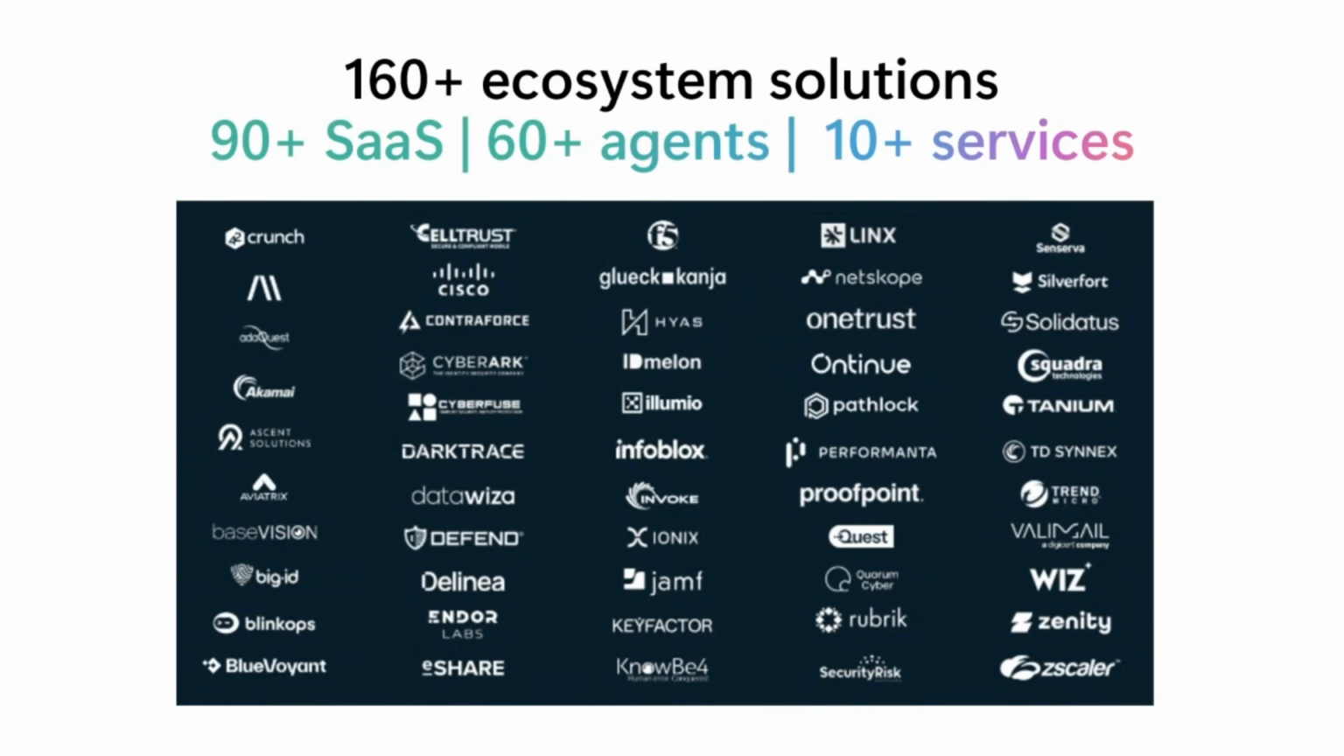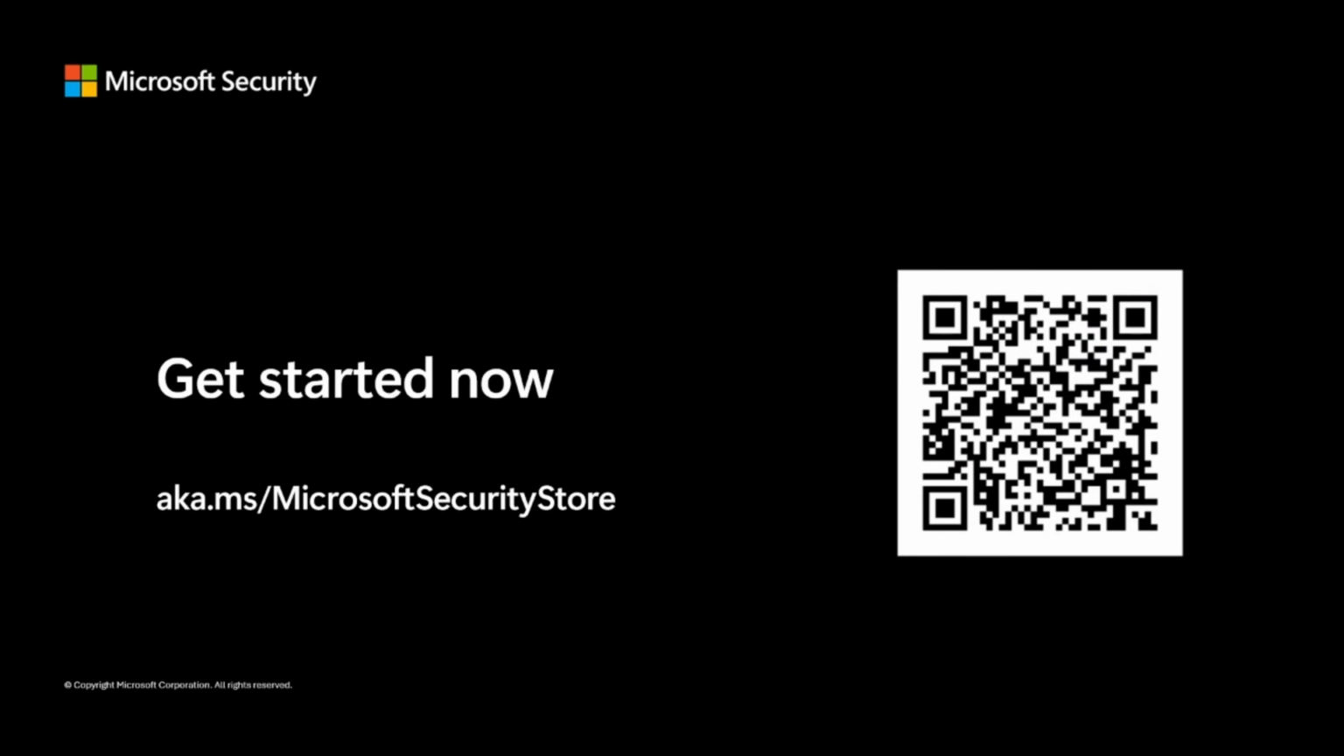Security Store now includes over 160 solutions from our ecosystem partners. So you can discover multiple SaaS solutions, 60+ agents, and expert services. So why wait? Scan the QR code to go to securitystore.microsoft.com to get agents, solutions, and services. We also have a landing page for partners to get started if you are looking to publish your first agent or solution in Security Store.